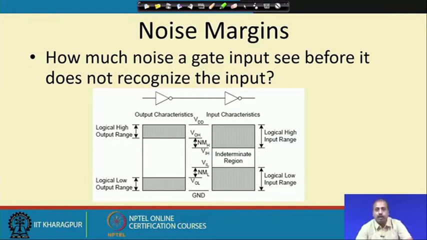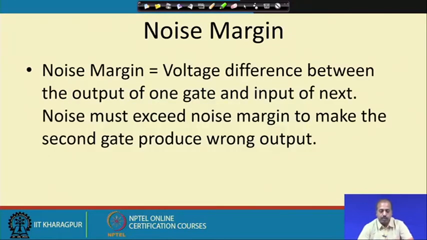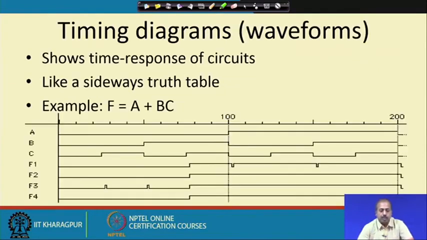If this noise margin is high, that means the circuit will be more protected against a noisy environment. On the other hand, if some logic family has a low noise margin, then there is a high chance of corruption in the operation of the circuit realized in that logic family. So, noise must exceed the noise margin to make the second gate produce a wrong output. That is the condition.